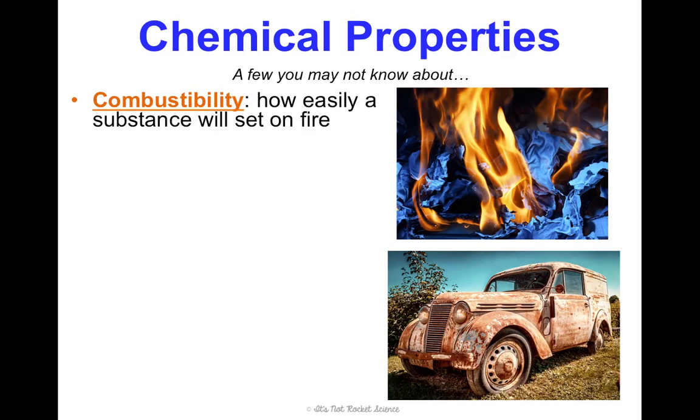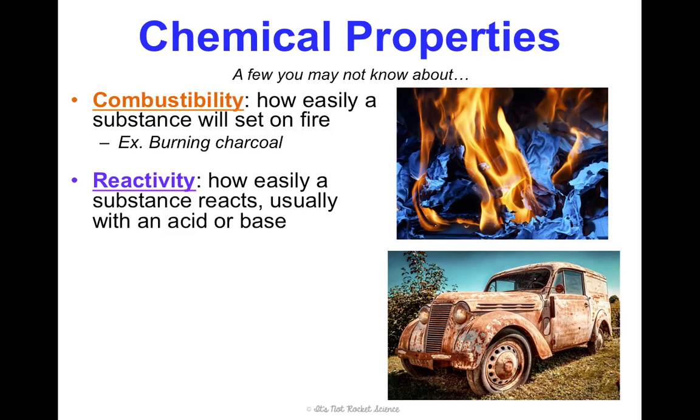This is basically how easily a substance sets on fire. For example, burning charcoal, burning paper, anything like that. Just by measuring how well it burns, you're burning it, and that's creating a chemical reaction that's changing the identity of the substance, which means it's a chemical property.